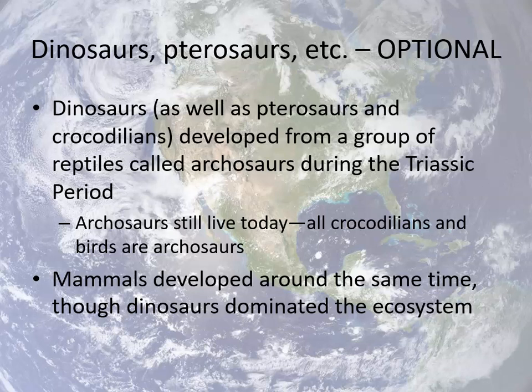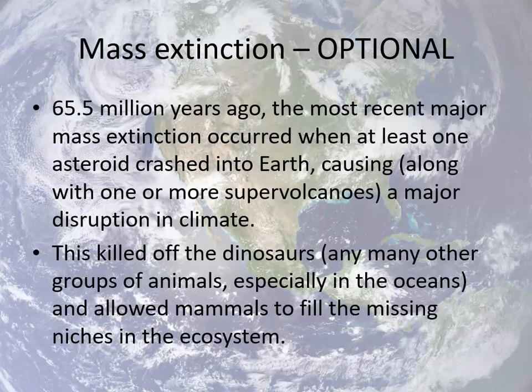And dinosaurs developed from a group of reptiles called archosaurs. We still have archosaurs around today. Crocodilians are a type of archosaur, as are birds. Birds evolved from dinosaurs, as you may know. But mammals really also developed at about the same time, though dinosaurs generally dominated the ecosystem.